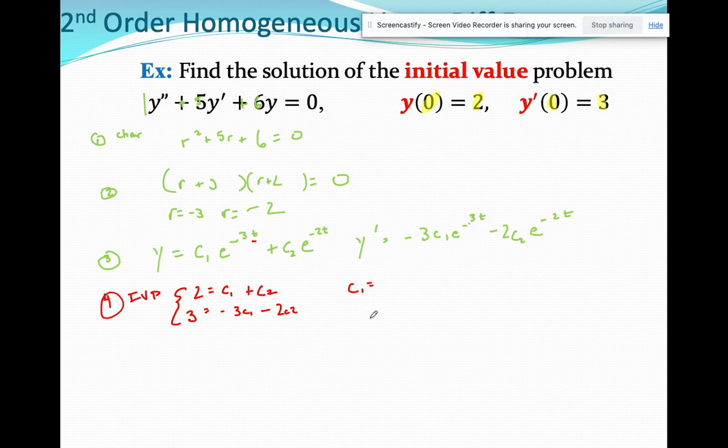What did I get? Sorry, I'm not writing it down. Right? I got negative 7 and 9, and the negative 7 went with the negative 3. Yeah, so that's C1. So I got negative 7 for C1 and C2, which went with the negative 2, was 9. So now step 5 is write my particular solution.